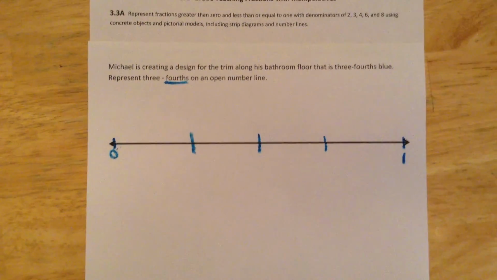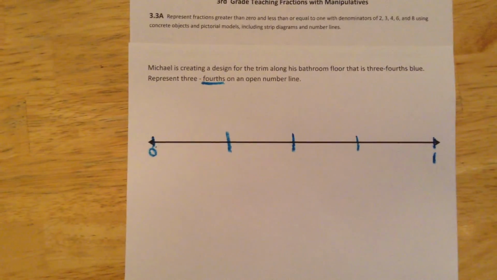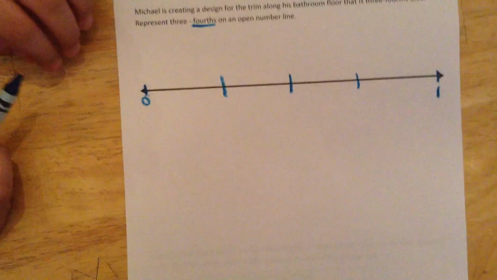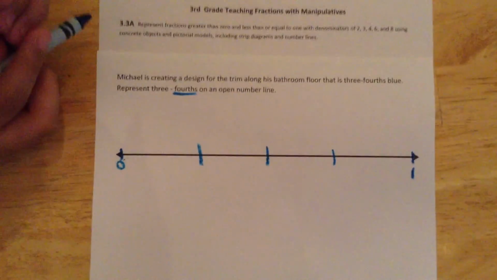How do we represent that 3/4 of this should be colored in blue? Well, 3/4 usually means to shade. Okay, how many pieces will you be shading? 3. Go ahead.